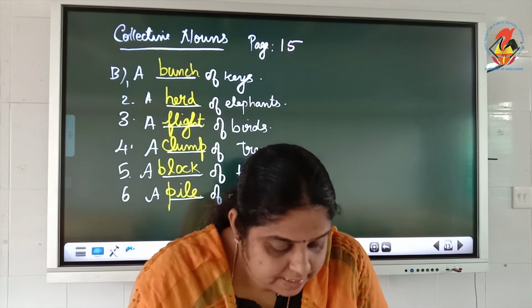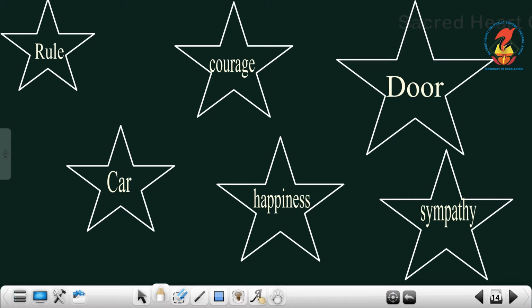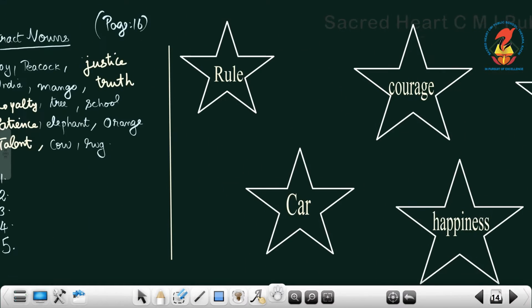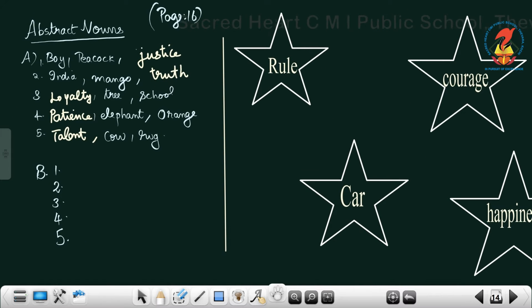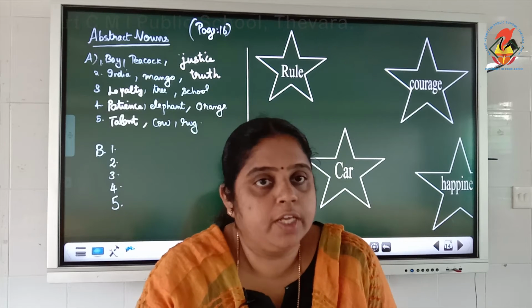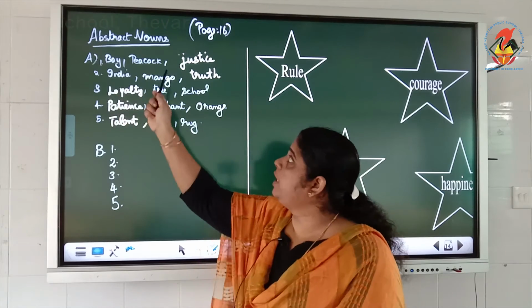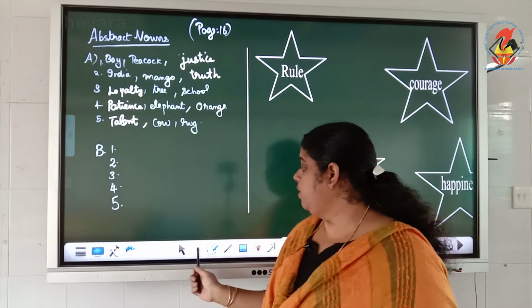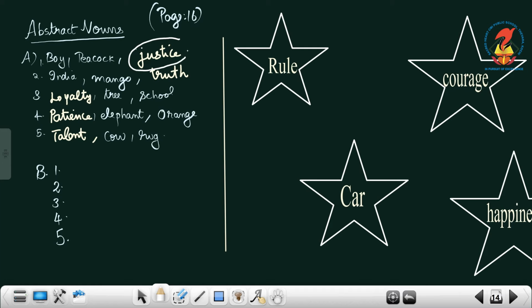So, shall we do the next exercise, that is in page number 16. Page number 16, we have the abstract nouns. First it is given, shade abstract nouns with green color. First you have to circle the abstract nouns, then only you need to shade it. So, the first one, boy, peacock, justice. Which will be the abstract noun? Yes, justice. Justice is the abstract noun.